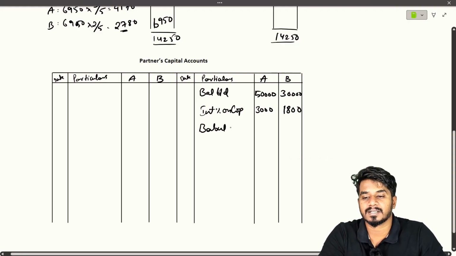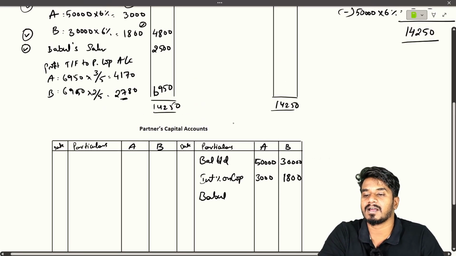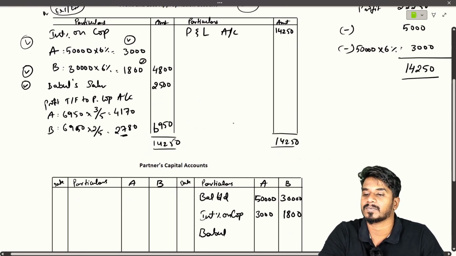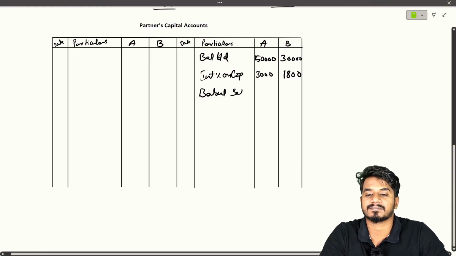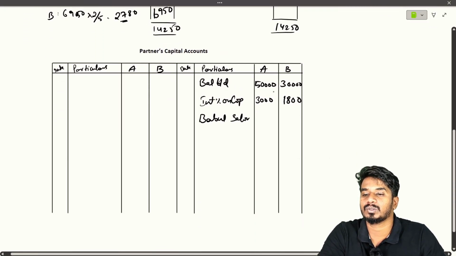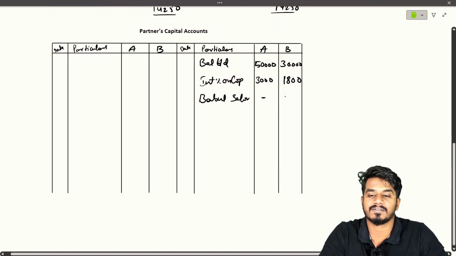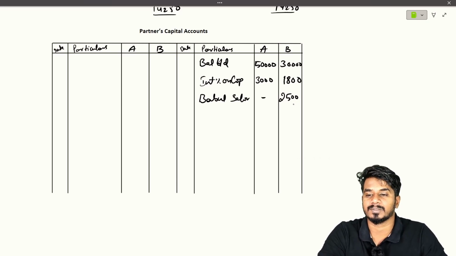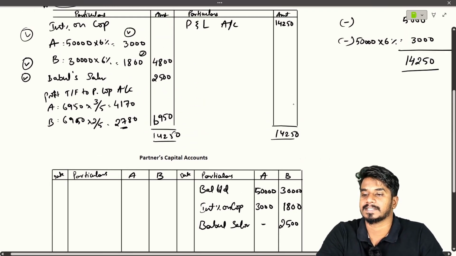Why are we transferring on the credit side? Because these are income for the partners. Bubble's salary, how much is it? 2,500 rupees. There is nothing for Amitabh. 2,500 for Bubble. Understood? Yes.